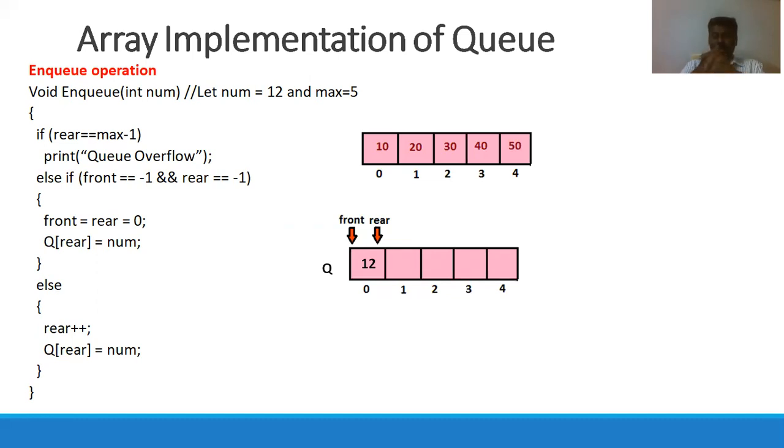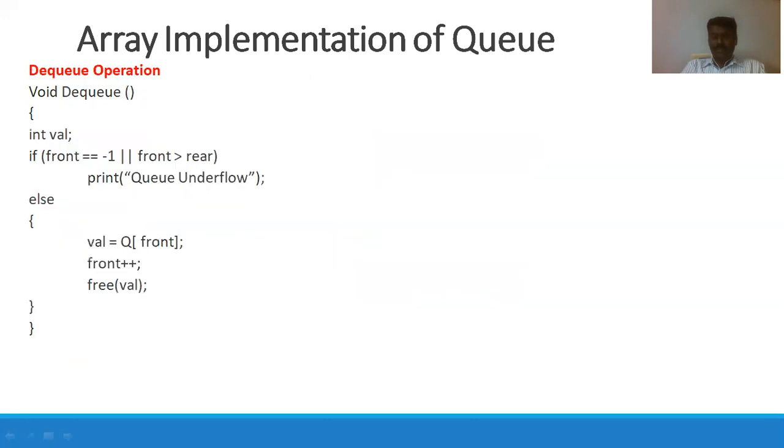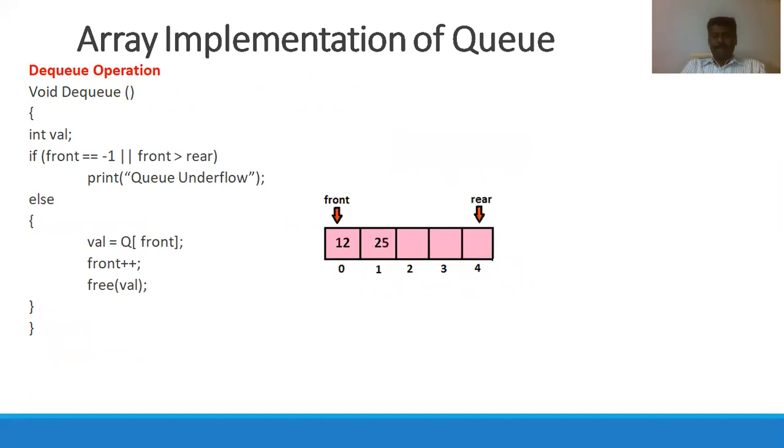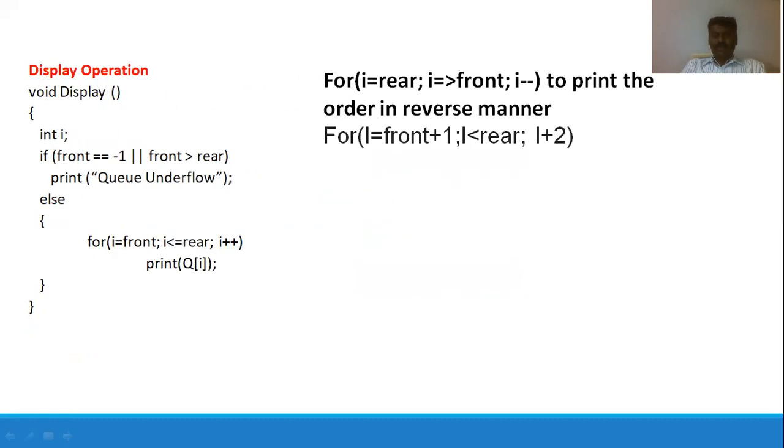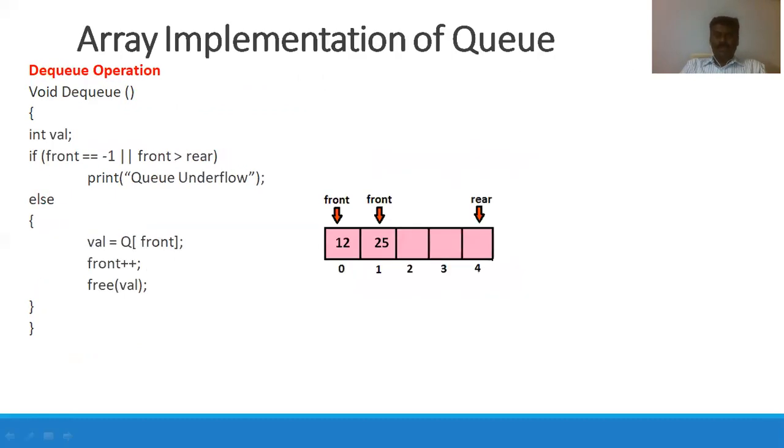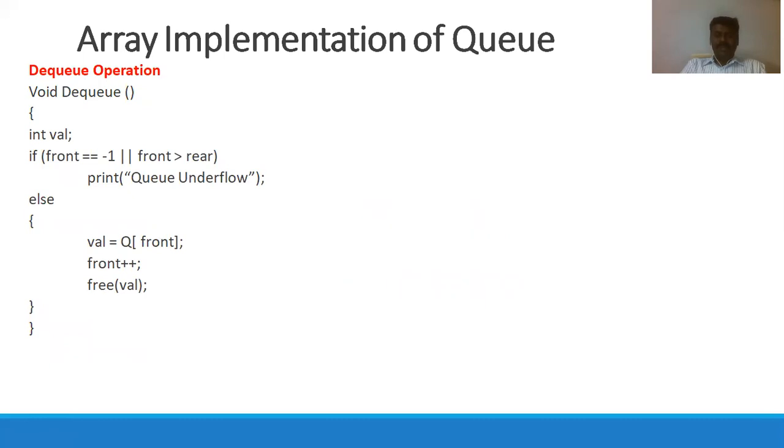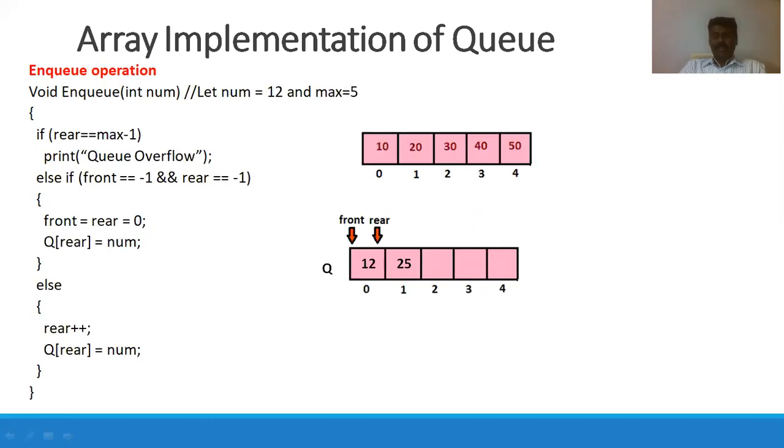Suppose I want to insert another element. At that time, we already have the front position and rear position both at the 0th position. Now increment the rear position, rear plus plus. I insert 25 in the first memory location, and the rear position automatically moves to the next position. This is the simple example for front and rear position. Now the front position is 12 and the rear position is 25.